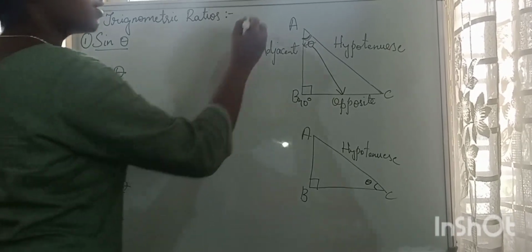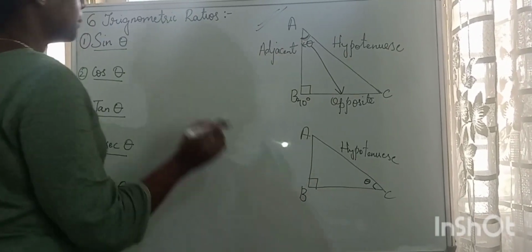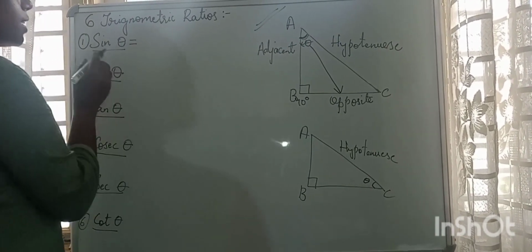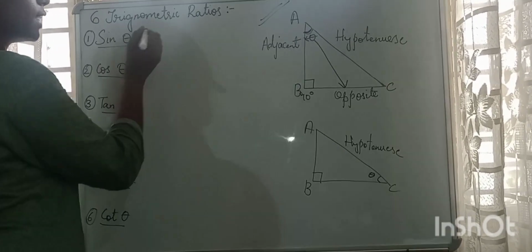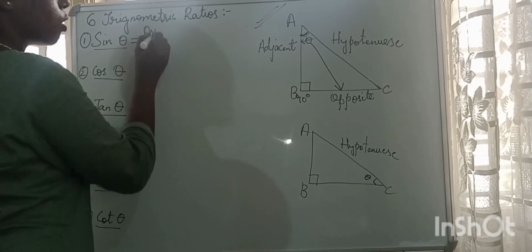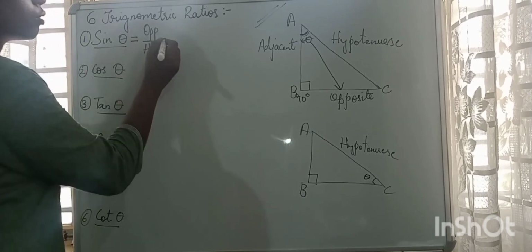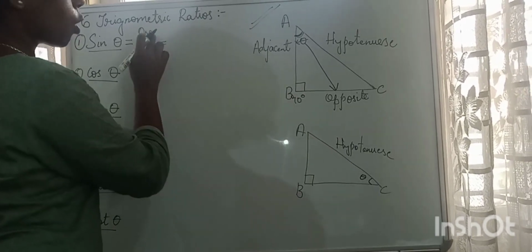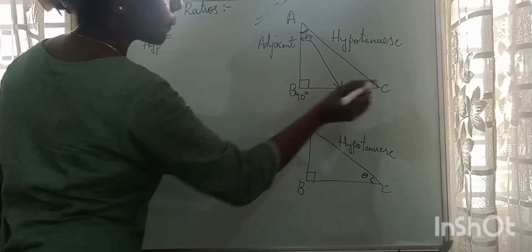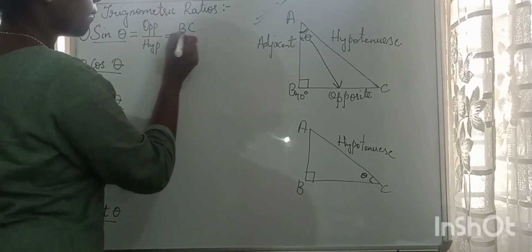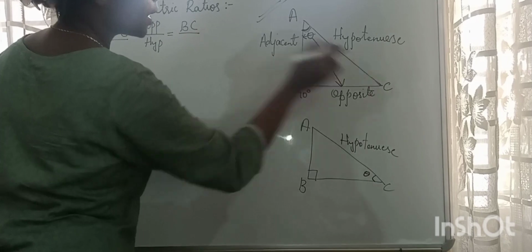So now, consider this triangle and write the ratio for sin theta. Sin theta's ratio is opposite by hypotenuse. So, for this triangle, opposite is BC and hypotenuse is AC.